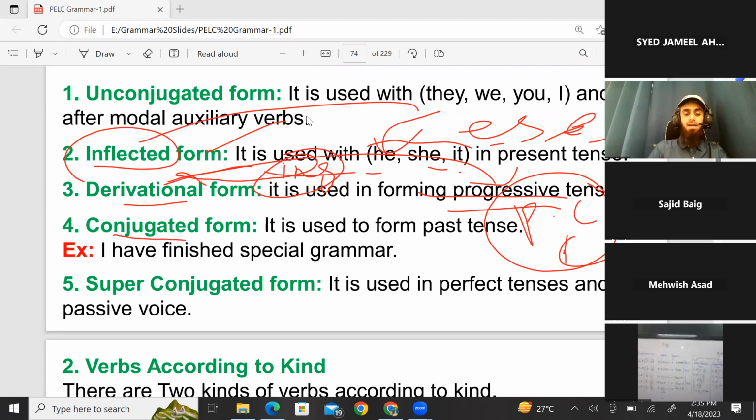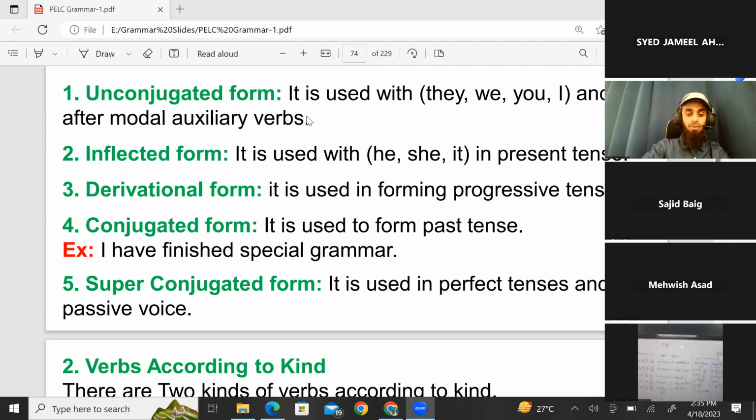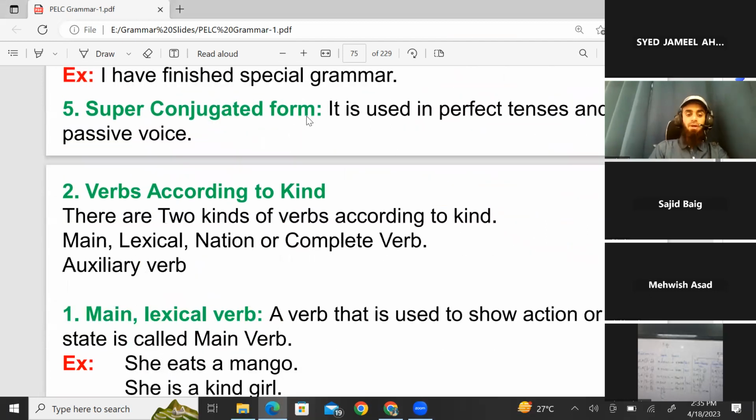Next is the conjugated form, the second form of the verb, which is used to form past tense. I have finished special grammar, right? I went there, I wrote it. Now these are the conjugated forms. And the super-conjugated form is used in perfect tenses and passive voices, like he has gone, he had written, not wrote, right? So the third form of the verb, called super-conjugated, is used in the perfect tenses, right?